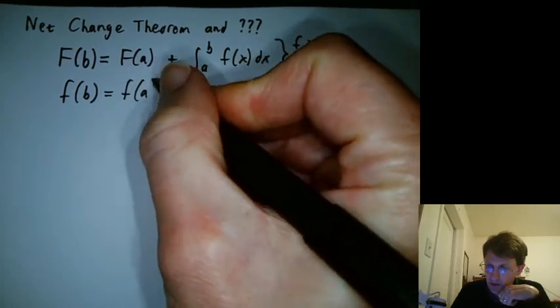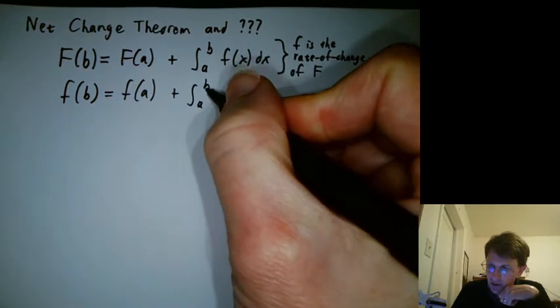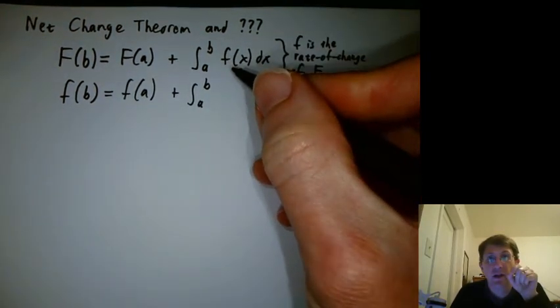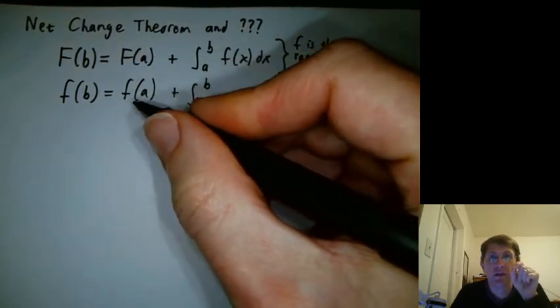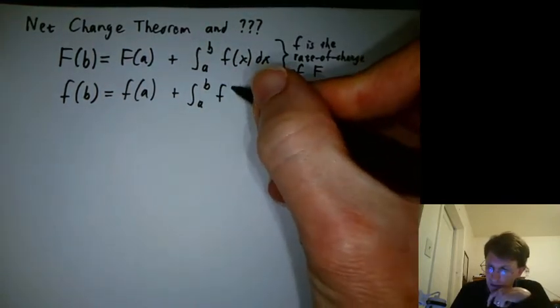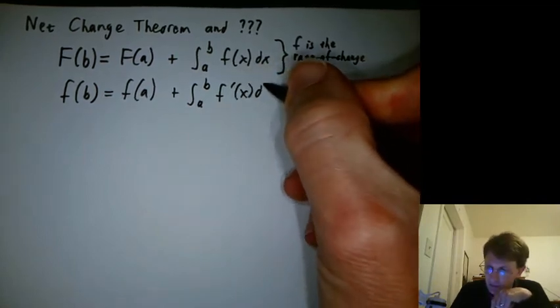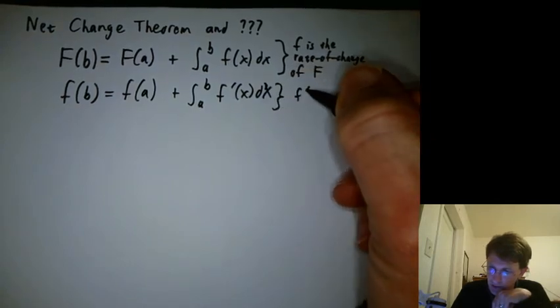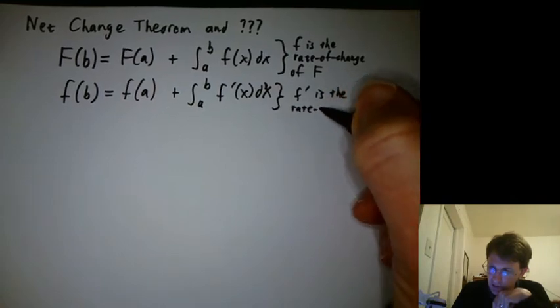I'll just switch everything from big F to little f and integral a to b, but now I can't switch little f to little f. I need to write whatever the rate of change of this function is. So I could say, well, what's the rate of change of little f? That's just little f prime dx, since little f prime is the rate of change of little f.